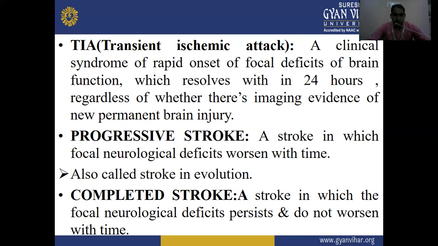Second one is progressive stroke, a stroke in which focal neurological deficits worsen with time, and it is also called stroke in evolution. And third type is completed stroke, a stroke in which the focal neurological deficits persist and do not worsen with time. Difference between progressive stroke and completed stroke: in progressive stroke the neurological deficit worsens with time, and in completed stroke the focal neurological deficit does not worsen with time.